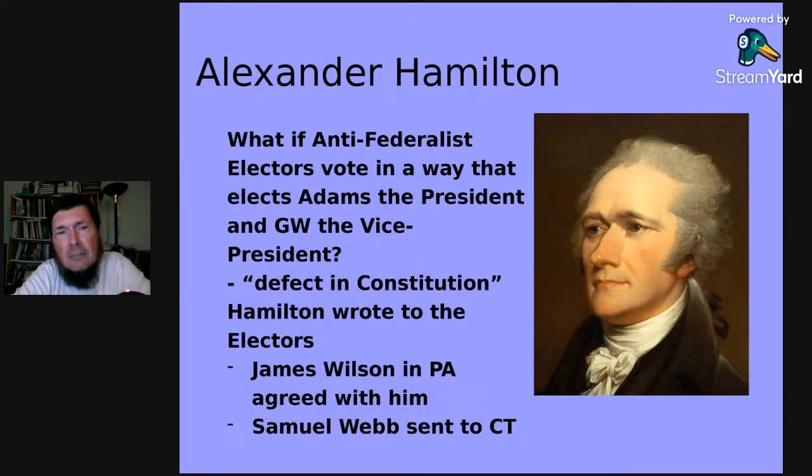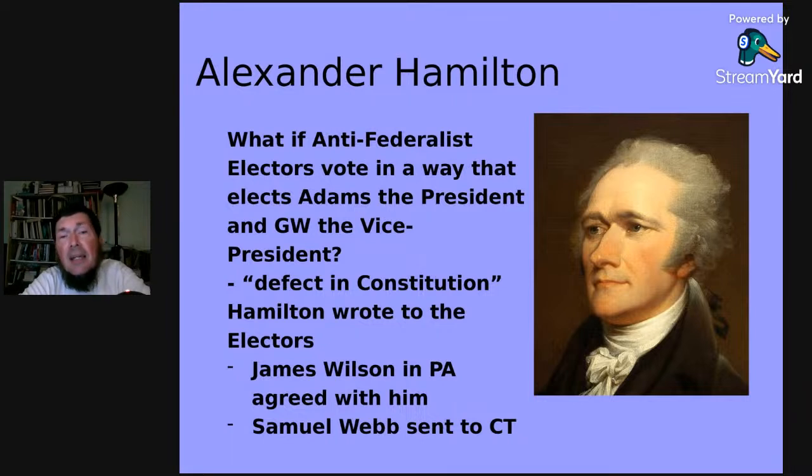Now, Alexander Hamilton was worried about what happened, because if all the Federalist electors voted for Washington and Adams, and the Anti-Federalists decided, why don't we do something to undermine the Constitution? We'll vote for Clinton and Adams, not Clinton and Washington. Then John Adams would end up with more electoral votes than George Washington, and Adams would become president and Washington vice president. And Washington made it clear he really didn't want to do that.